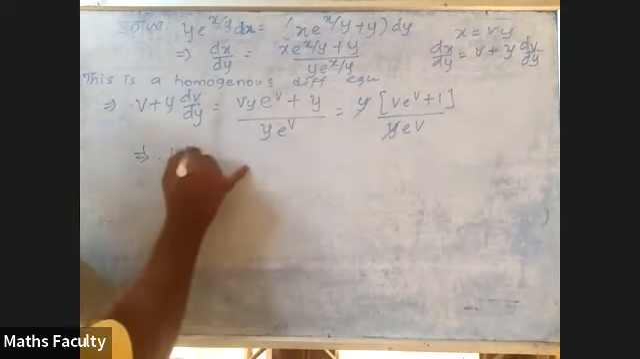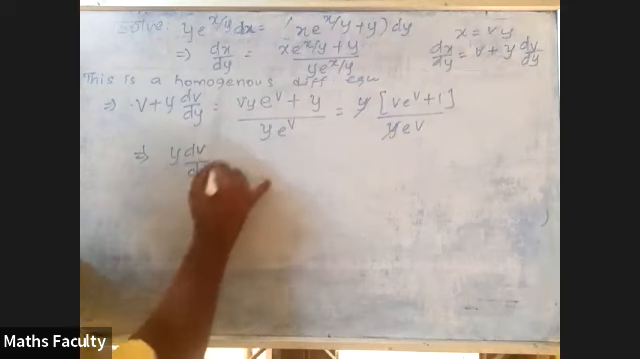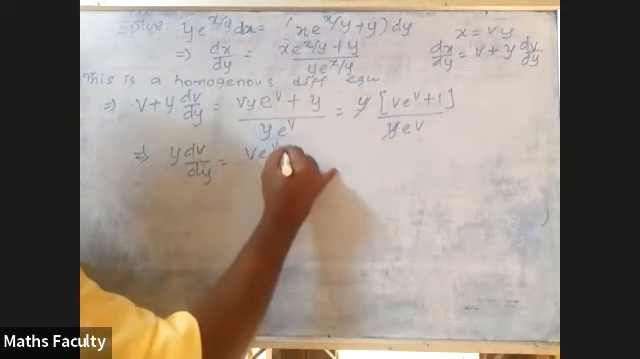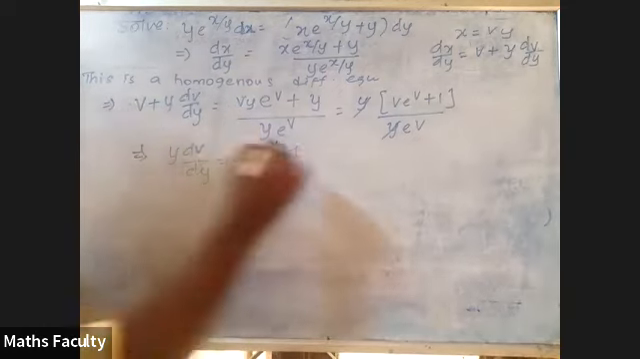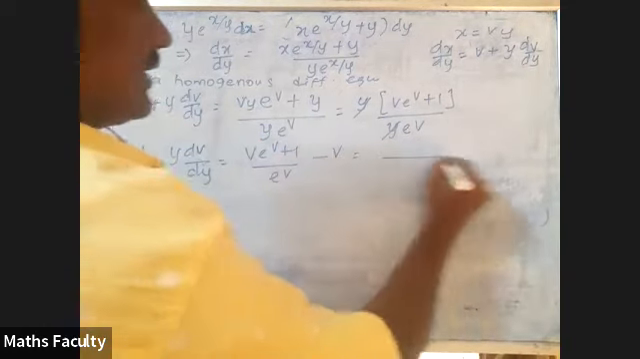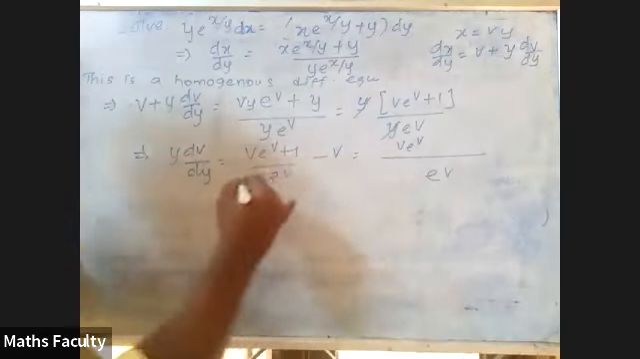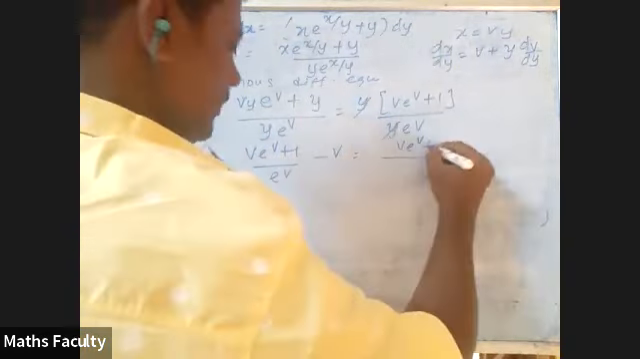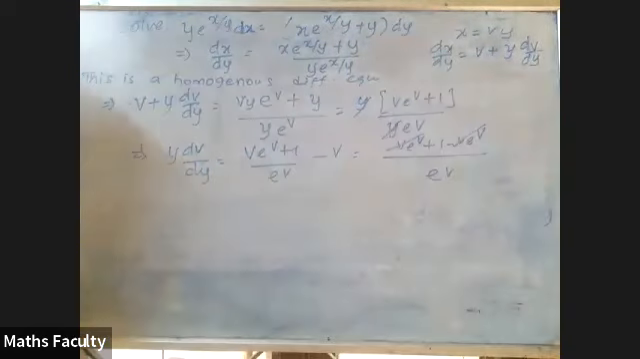So now dv by dy, which is equals to (v e power v plus 1) divided by e power v minus v. Let us take LCM e power v. I can write this as (v e power v plus 1 minus v e power v). This will get cancelled.